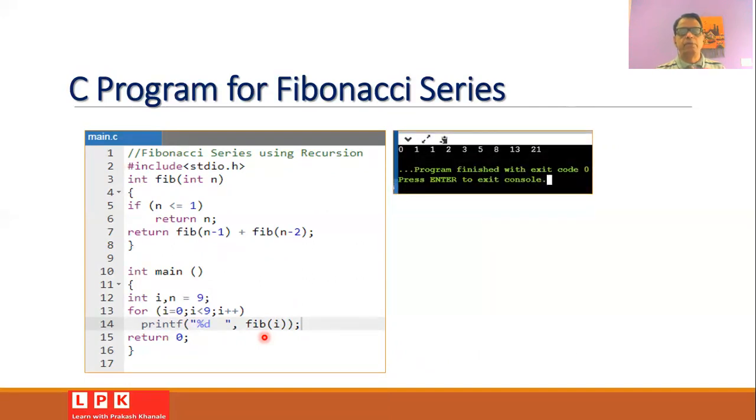So whenever we type this program in any online C compiler and execute it, you will find that the Fibonacci series is generated at the output, such as 0, 1, 1, 2, 3, 5, 8, 13, and 21. So 9 terms of the Fibonacci series are generated at the output of this program.